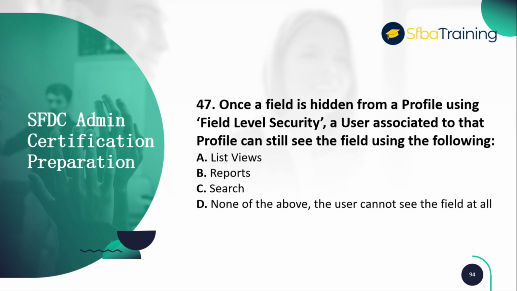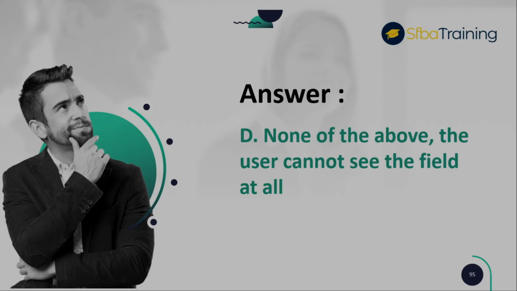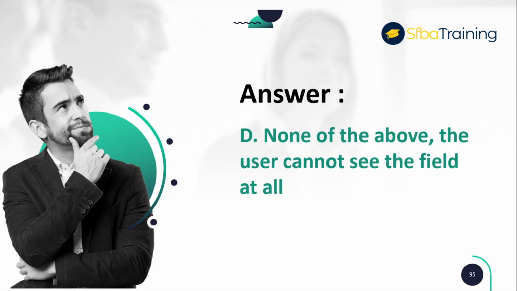Number 47. Once a field is hidden from a profile using field level security, a user associated to that profile can still see the field using the following: A. List views, B. Reports, C. Search, D. None of the above. The user cannot see the field at all. The answer is D. None of the above. The user cannot see the field at all.